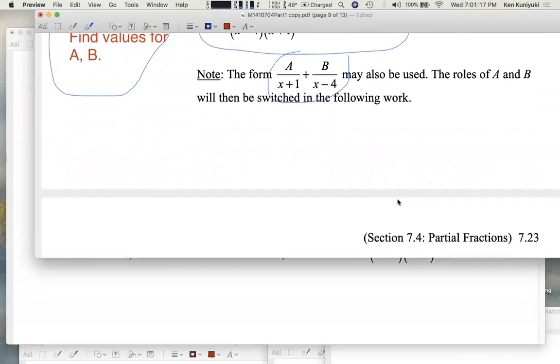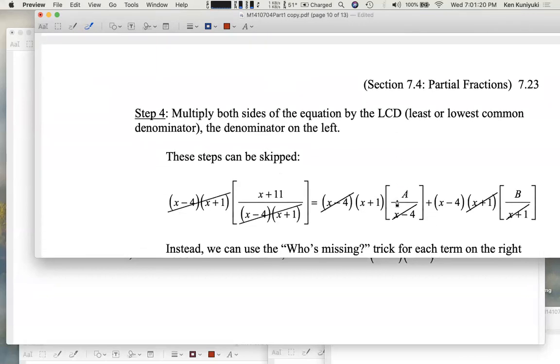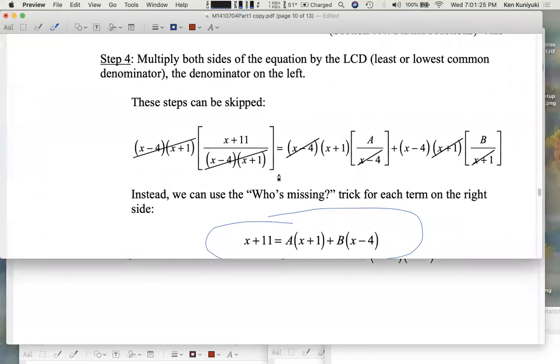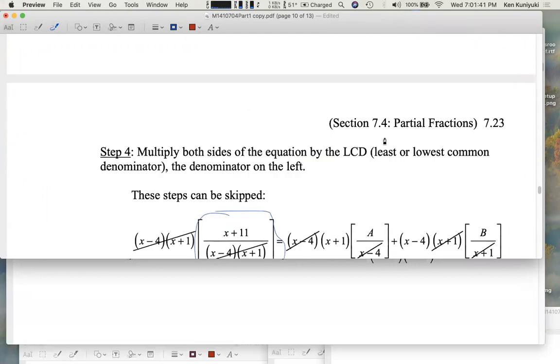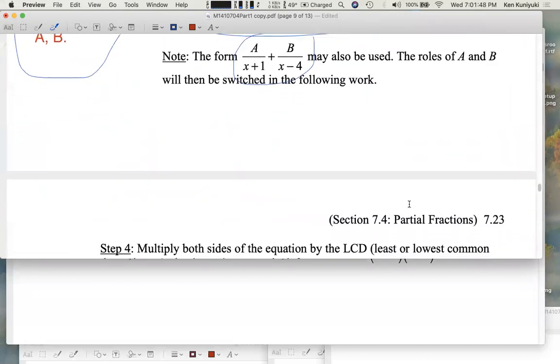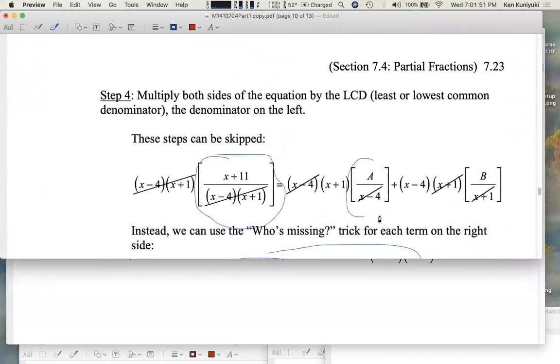But if you want to be really careful, or if you're starting off and you really want to see the steps, then you might want to write this out at first. And with time, you'll get better at doing these things in your head. But still, be careful. Here's the left-hand side, x plus 11 over the factored form of the denominator equals, so we started with this. We started with this fraction with a factored form for the denominator, and then the PFD form over here, which was A over x minus 4 plus B over x plus 1.